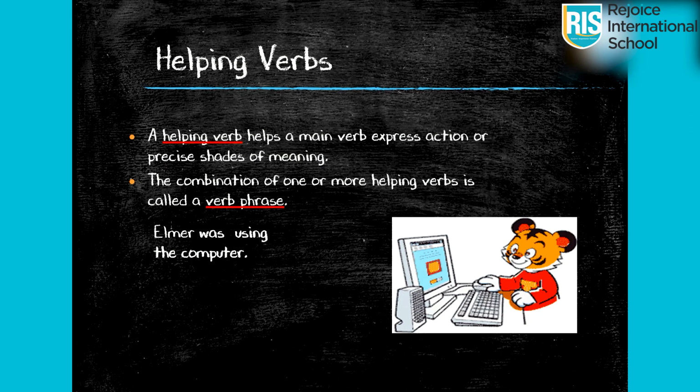So now we are going to study the third type of verbs, that is helping verbs. Now what are helping verbs? Helping verbs are verbs that help the main verb in a sentence by extending its meaning. They can also add detail to how time is conveyed in a sentence. There are many helping verbs which can be used in a sentence to denote the present, past, and future tense.